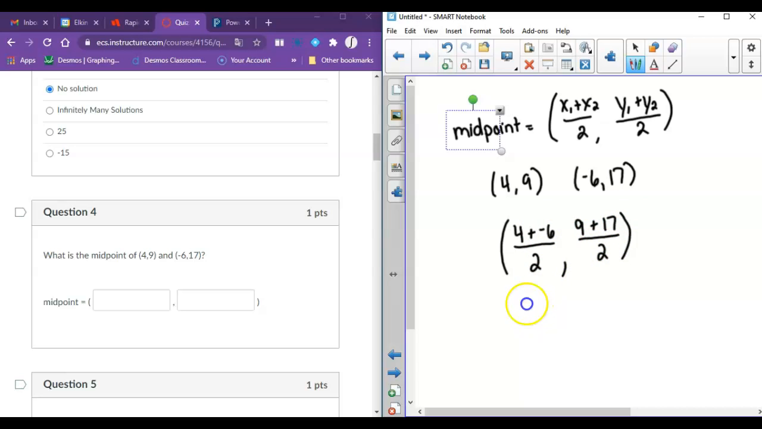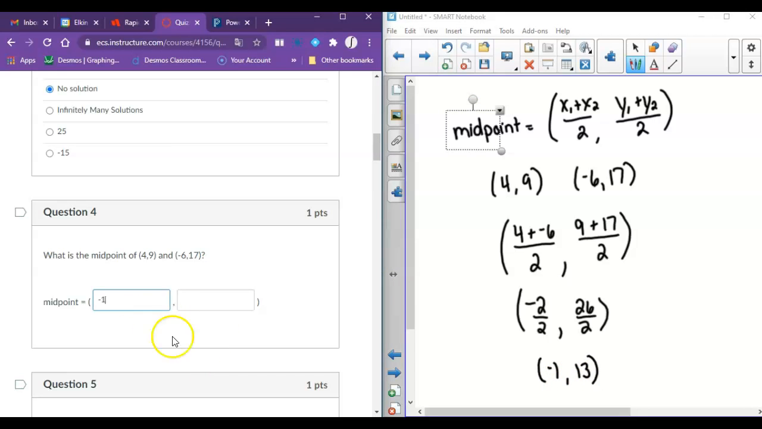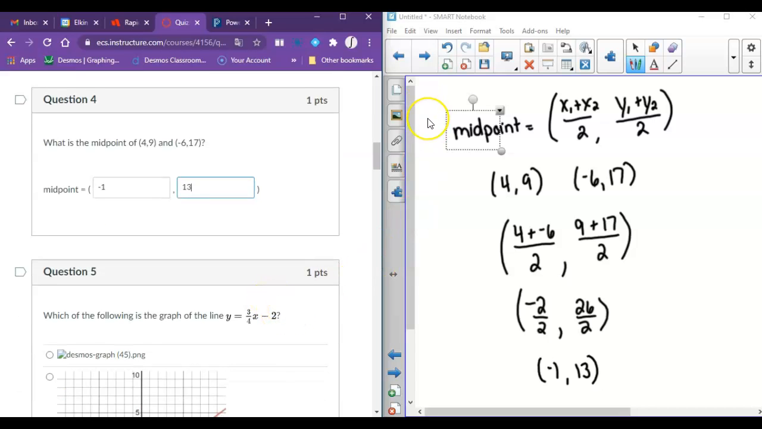So this is going to give us negative 2 over 2, and right here we're going to get 26 over 2. So we end up with negative 1 and 13 as our midpoint. So we're going to have negative 1 and 13. Okay, so that was number 4.